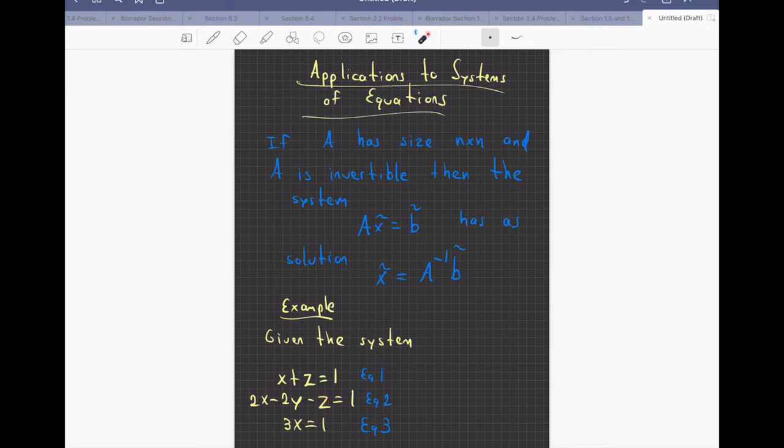And then the matrix A that you're going to create is going to be actually the coefficients on the left side for each equation.